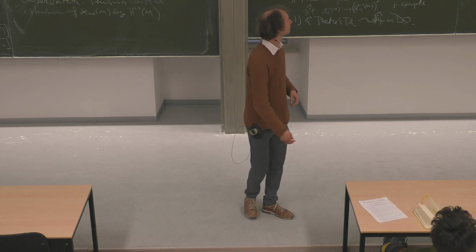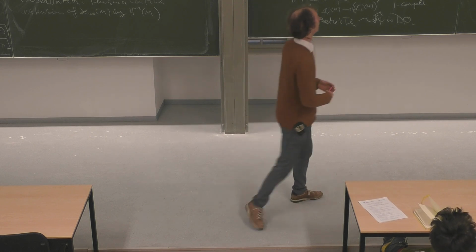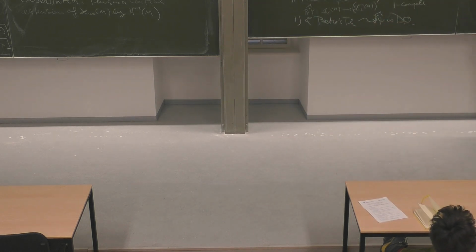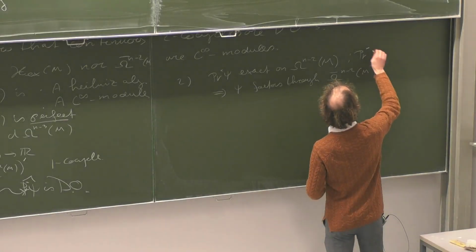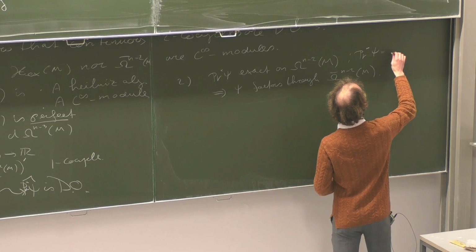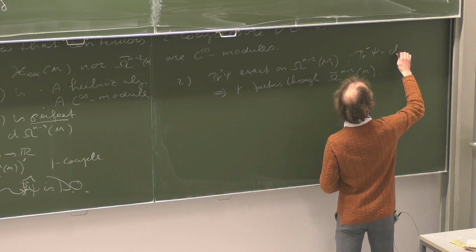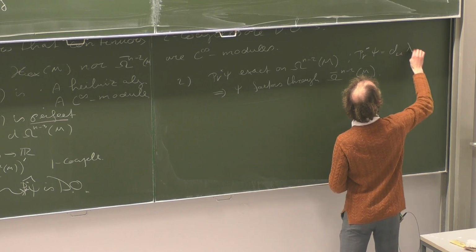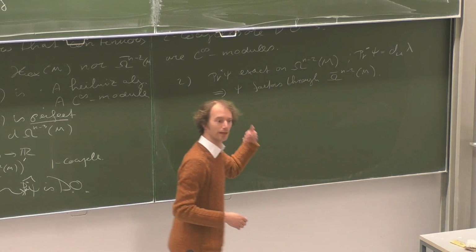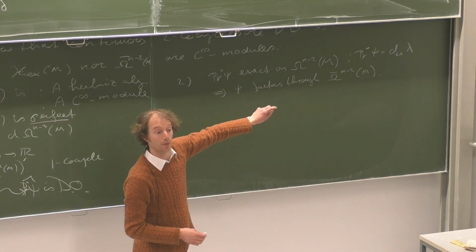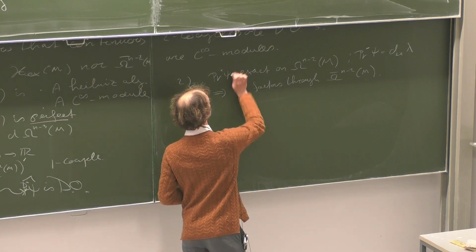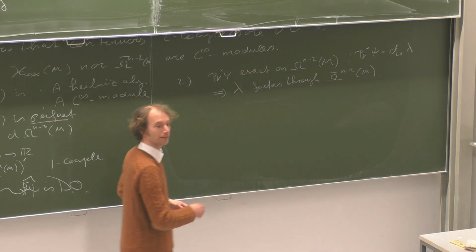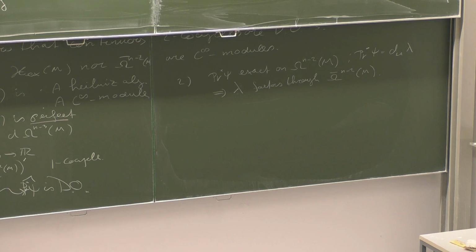Potential of p star psi, or? I should first use it differently. It's d of something, and the something factors through omega bar. Any other questions?